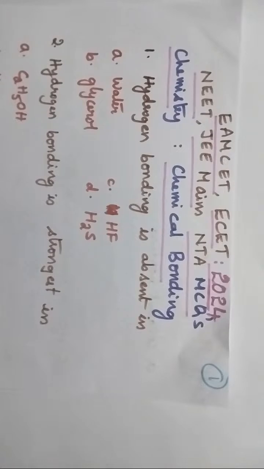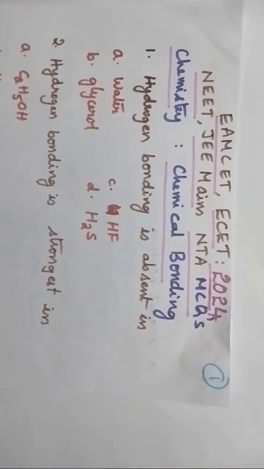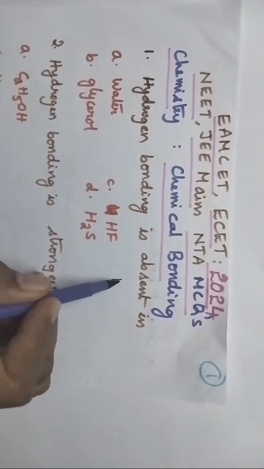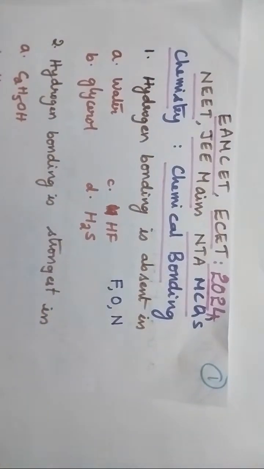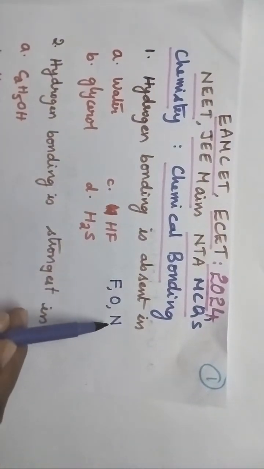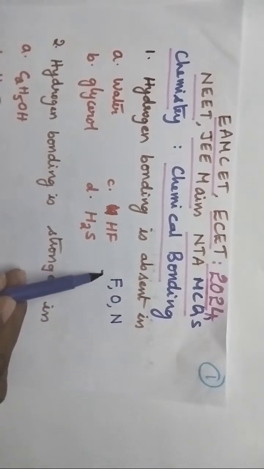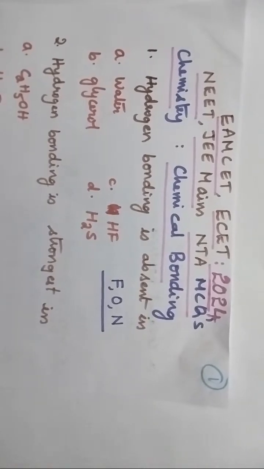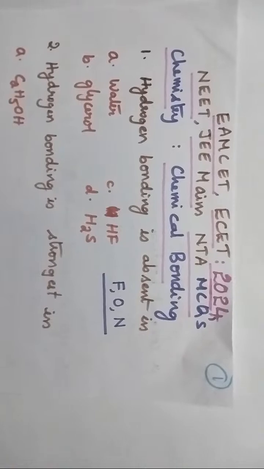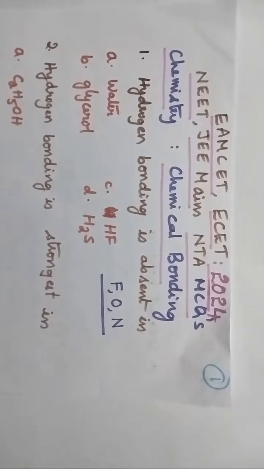Especially fluorine, oxygen, nitrogen are more electronegative, so they can form hydrogen bonding more readily. So which atoms are more electronegative? Fluorine, oxygen and nitrogen. So whenever the compounds contain fluorine, oxygen, nitrogen along with hydrogen, they form hydrogen bonding. This is the hint. Now tell me your answer. Swati, check your answer. Rajeshwari, check your answer.